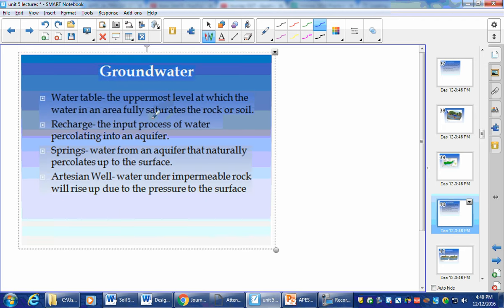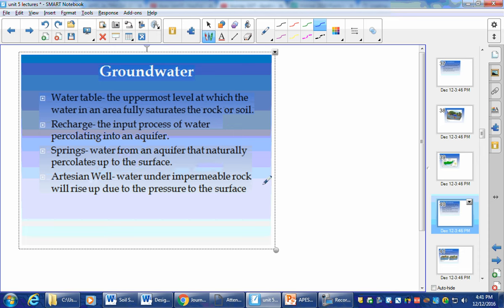Groundwater. The water table is the uppermost level at which the water in the area fully saturates the rock or soil. What is recharge? The input process of water percolating into an aquifer. Springs are where water from an aquifer naturally percolates up to the surface. An artesian well is a well under impermeable rock where water will rise up due to the pressure at the surface.